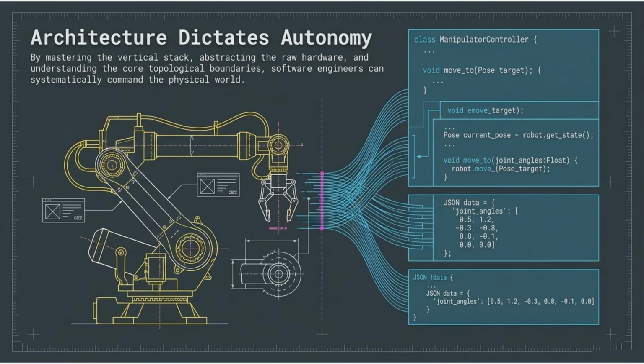Architecture dictates autonomy. Master the vertical stack, abstract raw hardware, understand topological boundaries, and software engineers systematically command the physical world. Manipulator controller.move to takes a pose, reads current state, converts to joint angles, sends motor commands. JSON joint arrays flow from digital intent to physical motion. The blueprint is the robot, the code is the will.